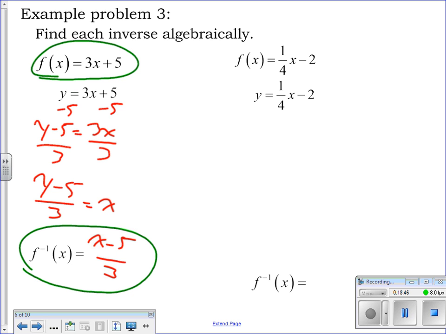I put 1 in here. 1 times 3 plus 5 is 8. Put 8 in here, I get 1. That's what inverse functions do. I put an x in here, get a y value. I take that y value, put it in here. I get my original x that I started with. That's what inverse functions do.